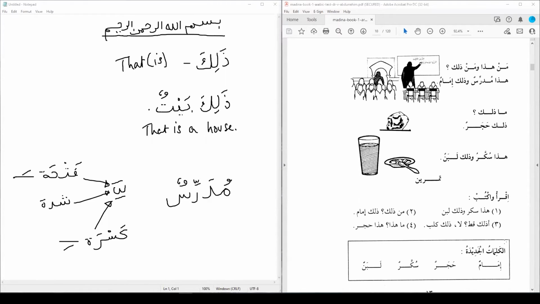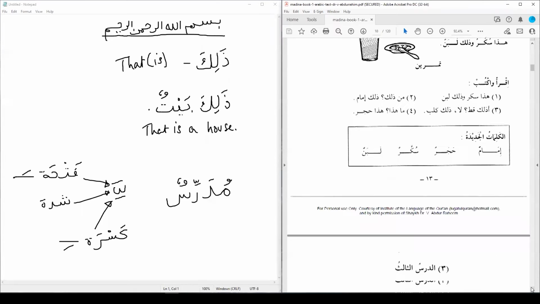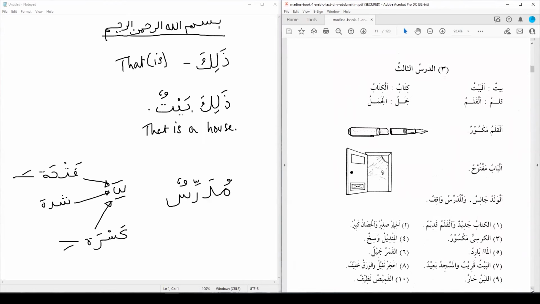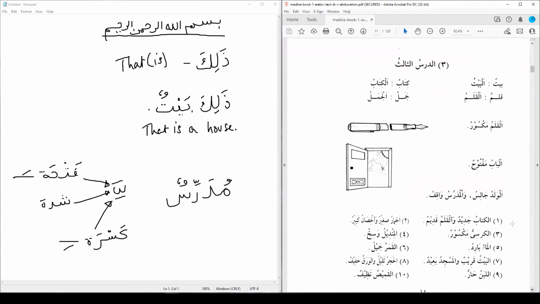This is a stone. الكلمات الجديدة إمام, which is the imam, the person who leads the prayer at the masjid. حجر, stone or rock. سكر, sugar. لبن means milk. And then we come to chapter 3, الدرس الثالث.